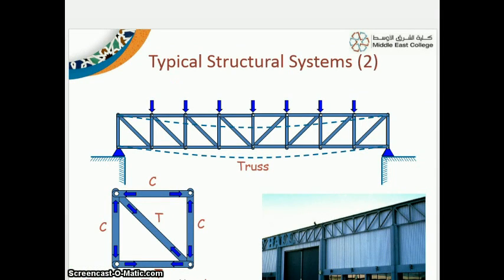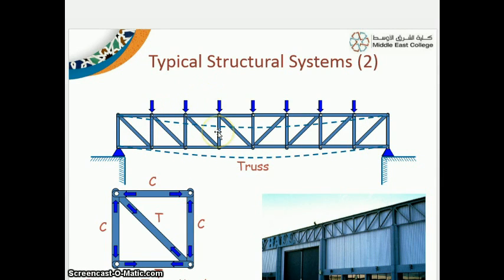Next one is the truss. Generally trusses are used for steel structures. See, if you have a truss supported at two ends, and the load is acting in this direction, this arrow mark shows load acting in the vertical, downward direction. Now this beam will deflect like this, the dotted lines. This is called bending.